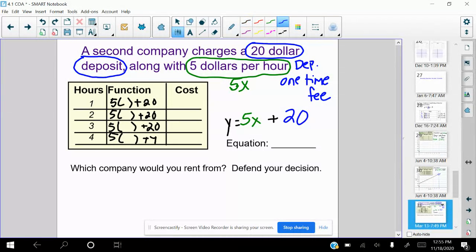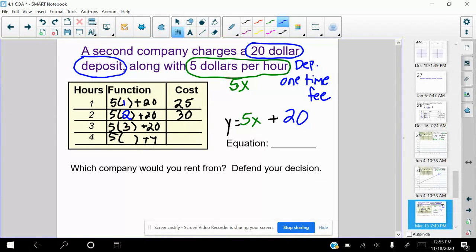The first scenario is we're looking at 1 hour. Well, PEMDAS: 5 times 1 is 5, plus 20 is 25. So it costs $25 to rent for 1 hour. Trying to figure out how much it costs for 2 hours, we do 5 times 2, which is 10, plus 20, which is 30. We're going to continue this process.